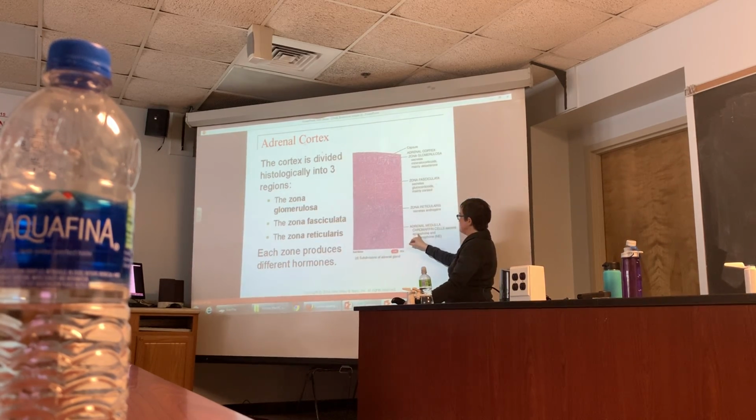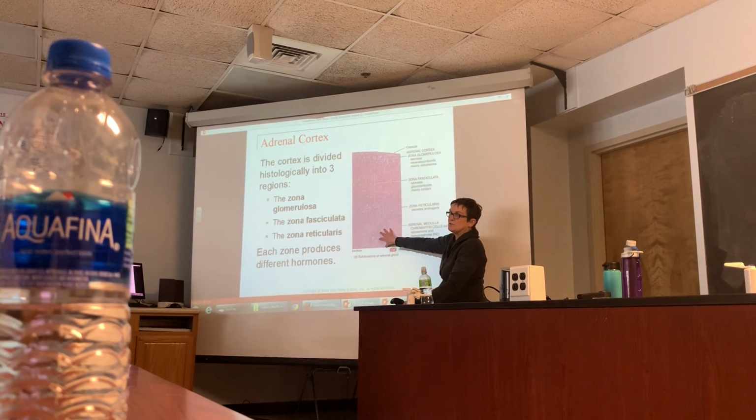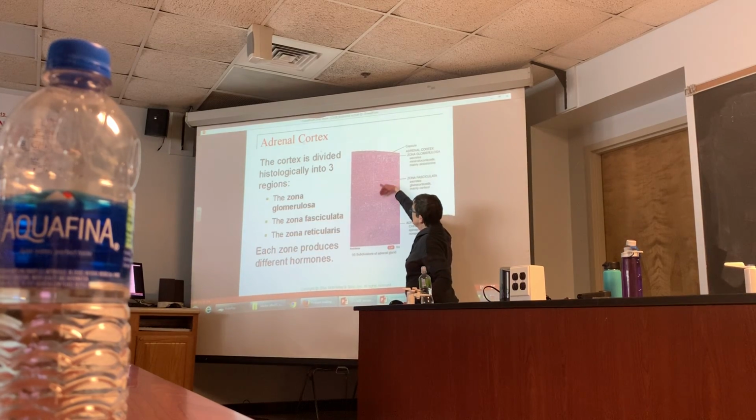This is where the hormones epinephrine and norepinephrine are produced. We'll talk about them in a minute. Epinephrine is commonly known as adrenaline. So this is down here in the adrenal medulla is where that comes from. But we're going to first look at the cortex.